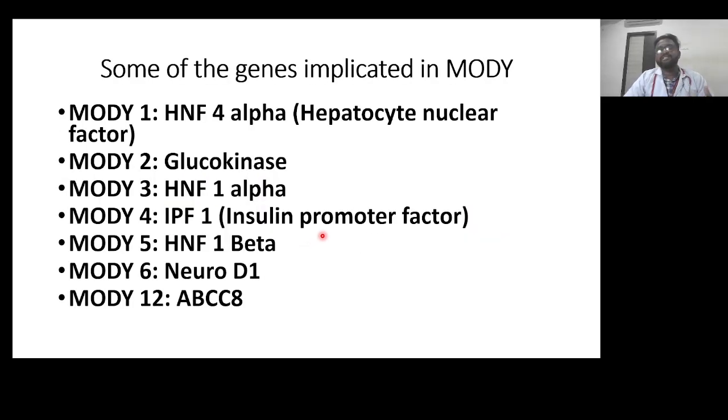Some of the important genes implicated in MODY are: number 1 is MODY1, which includes HNF4 alpha, which is hepatocyte nuclear factor. Next is MODY2, glucokinase; MODY3, HNF1 alpha; MODY4, insulin promoter factor IPF1; MODY5, HNF1 beta; MODY6, NeuroD1; MODY12, ABCC8.